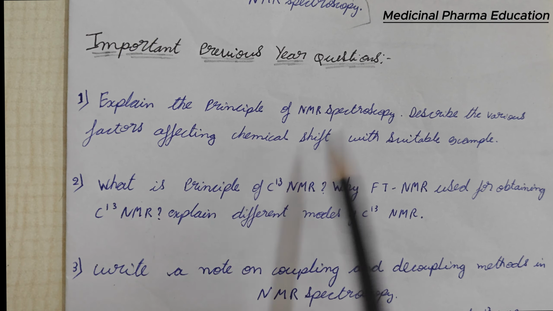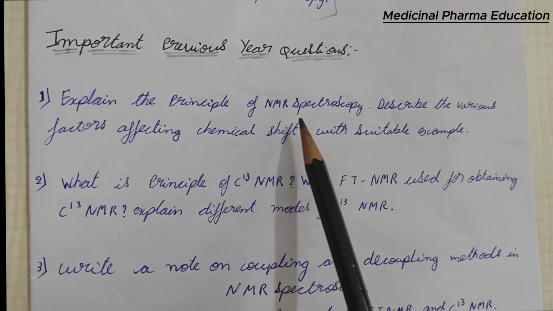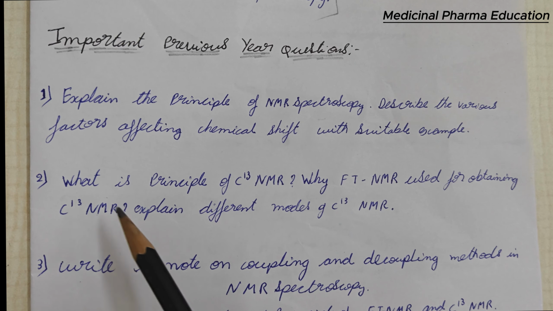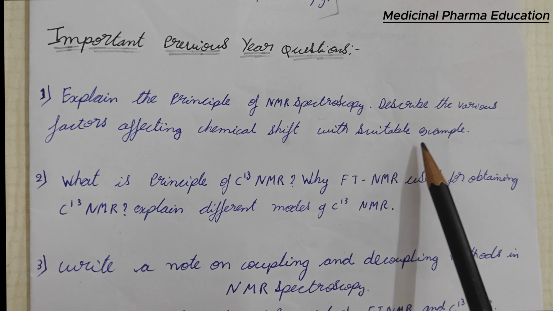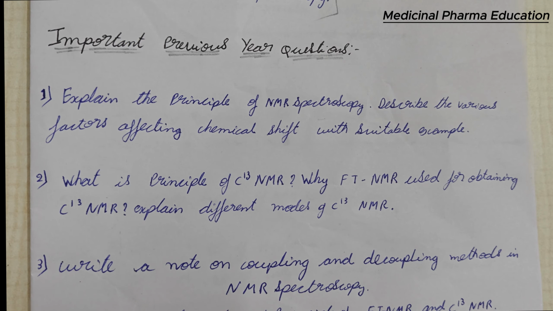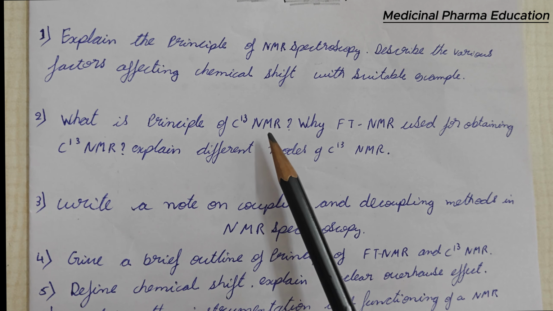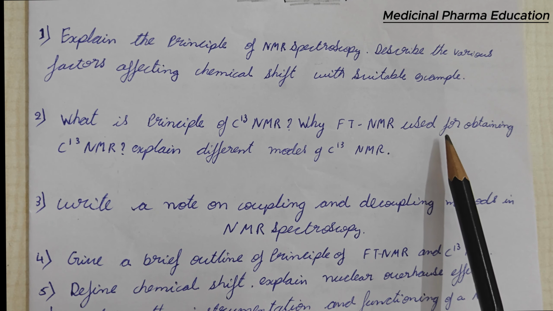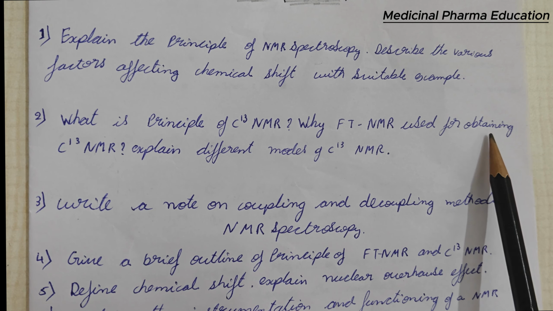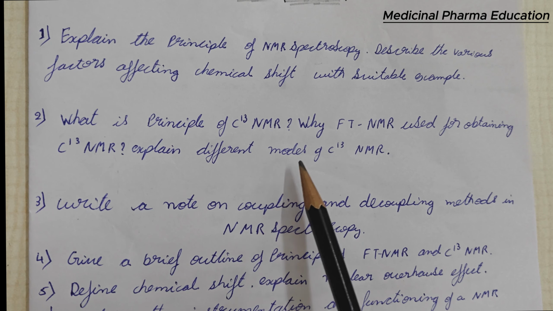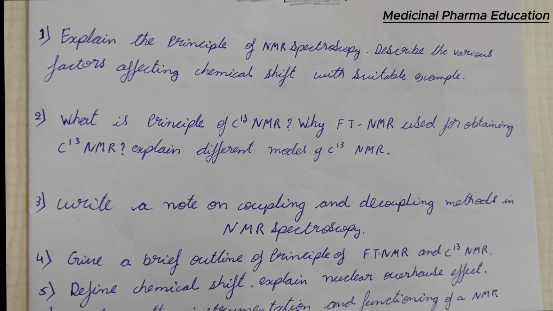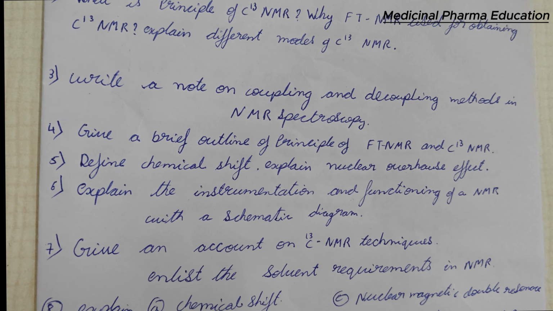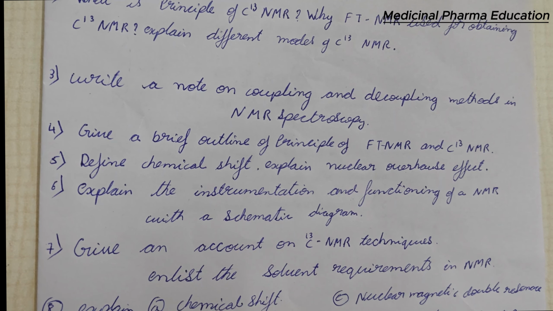First, explain the principle of NMR spectroscopy, and discuss the various factors affecting chemical shift with suitable examples. These two are very important. Next, the principle of C13 NMR and why FT NMR is used for obtaining C13 NMR. Explain different modes of C13 NMR. Every question is quite different from the previous one. As I said, the examiner in M Pharmacy wants you to go in depth.